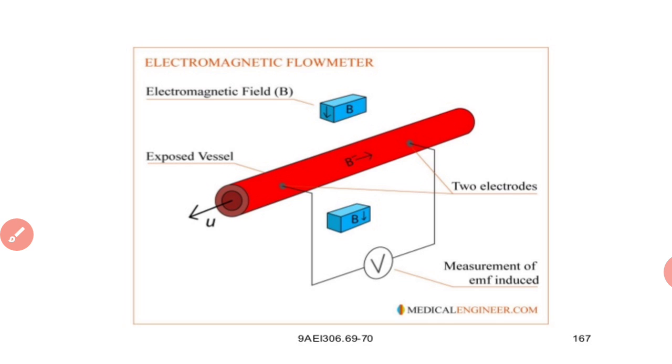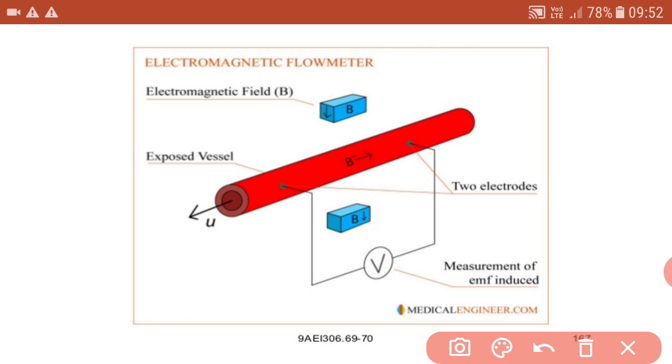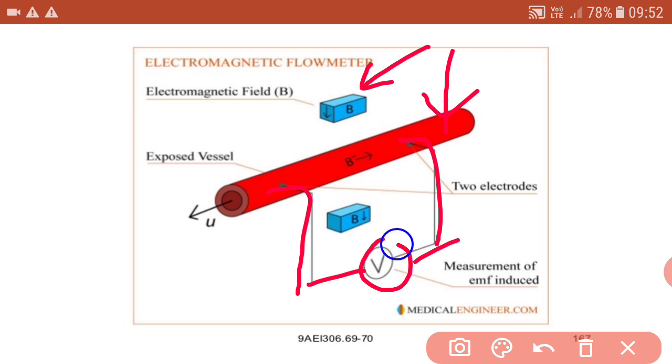This is a circuit diagram of electromagnetic flow meter. Here we can see electromagnetic field B. Okay. And this red one is the pipe. And two electrodes we can see here, one is here and one is here, and in between these two we have connected a voltmeter for measurement of EMF induced.